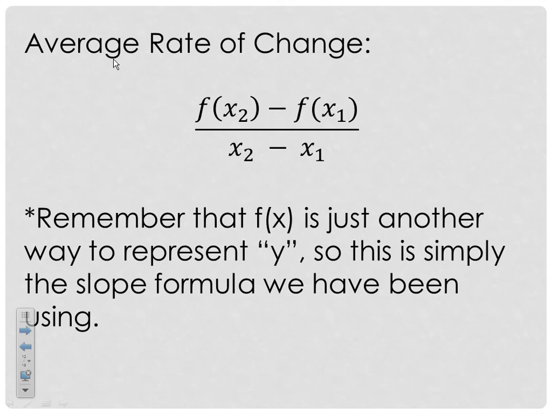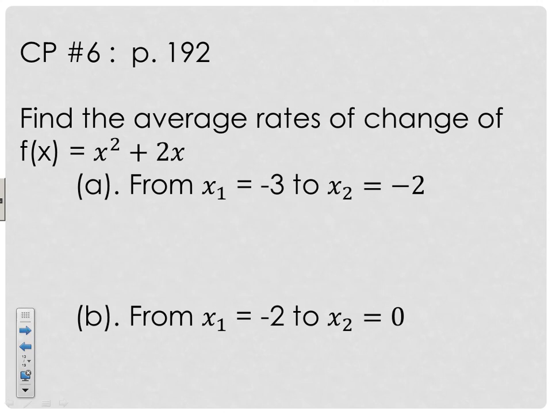On page 192, we're going to take a look at one of these functions together. There's one in the book done. We again are going to look at the checkpoint together. It says find the average rate of change of f of x equals x squared plus 2x from x values of negative 3 to negative 2.